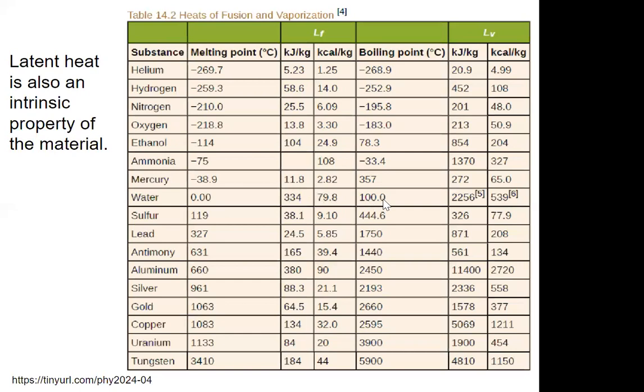And then for boiling, when you have vaporization, you need even more energy: 2,256,000 joules of energy. For the other substances, you can look them up over here as well: at what temperature the process happens, and the energy needed in kilojoules per kilogram. And for the vaporization process, you can look up the numbers there as well.